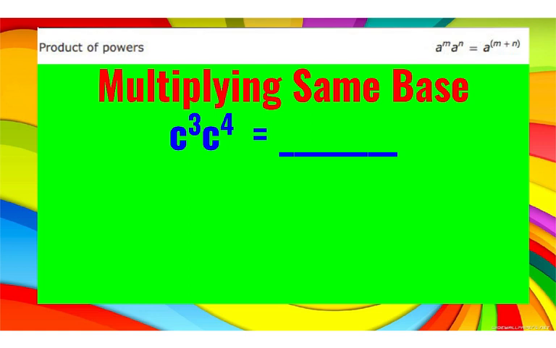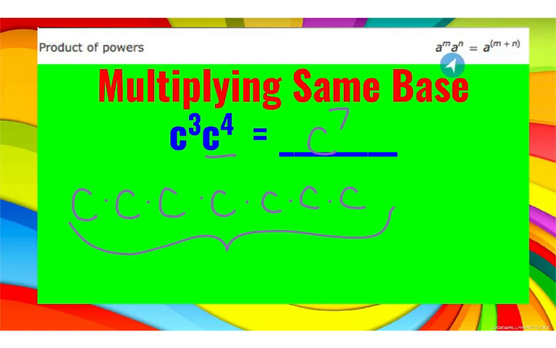Well, what that means is I have c and I'm going to multiply it times itself 3 times. And then c to the fourth power means I'm going to take a c and multiply it by itself 4 times. So when I put it all together, I see that I have the same base of c. And how many times did I multiply it together? Well, 1, 2, 3, 4, 5, 6, 7. So that would be c to the 7th power.